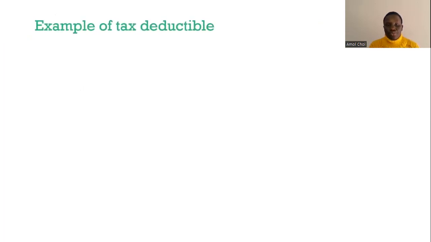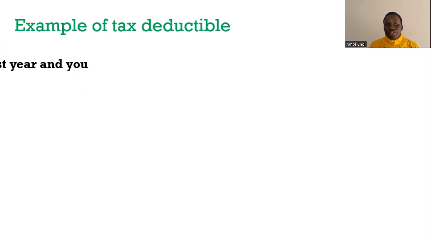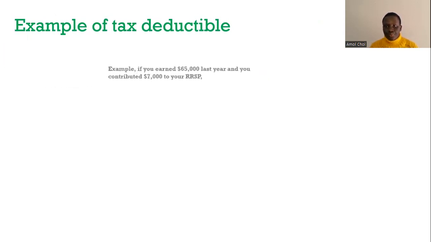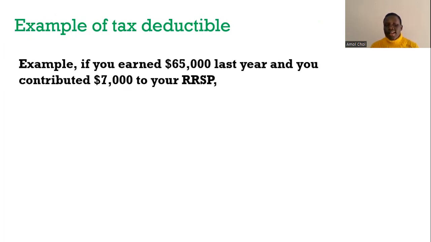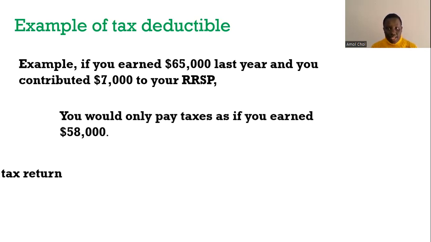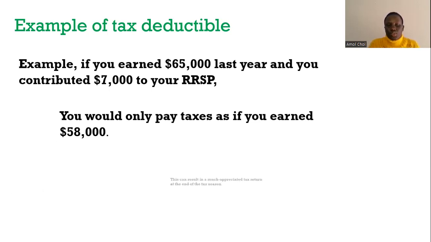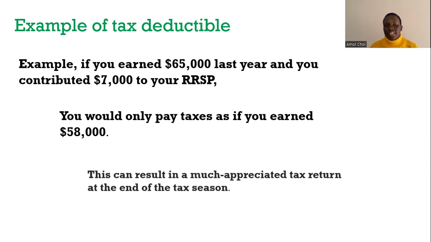Let me give you an example of how this works for a better understanding. For example, if you made 65,000 last year and you contribute 7,000 to your RRSP. On a regular occasion, you would be taxed on 65,000 that year. But this year you decided to contribute 7,000 to your RRSP. So what difference does it make?